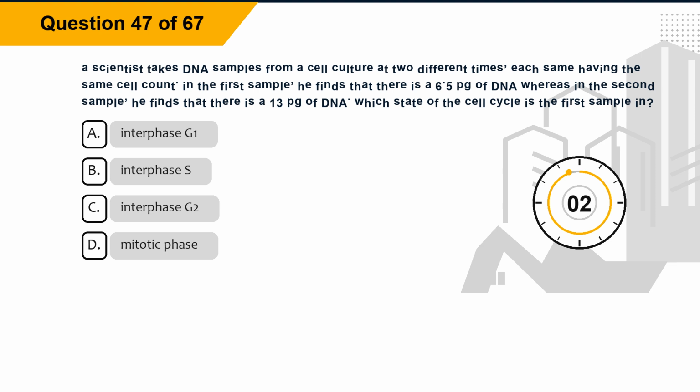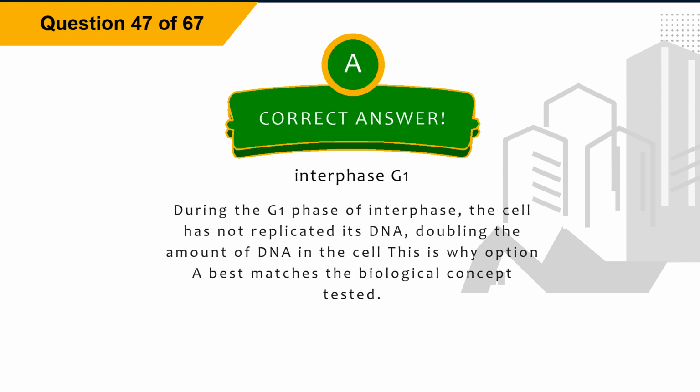Option D, mitotic phase. The correct answer is option A, interphase G1. Explanation: during the G1 phase of interphase, the cell has not replicated its DNA, doubling the amount of DNA in the cell. This is why option A best matches the biological concept tested.